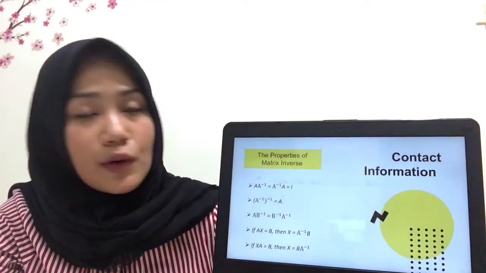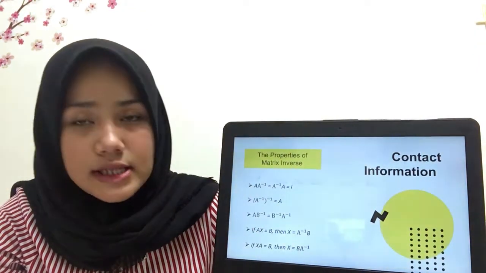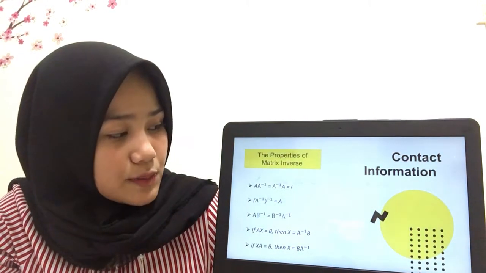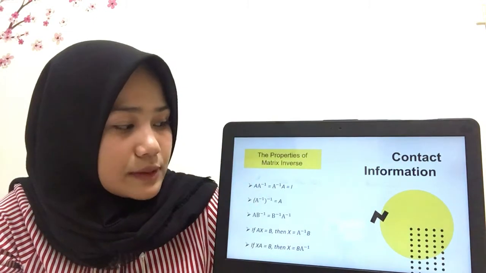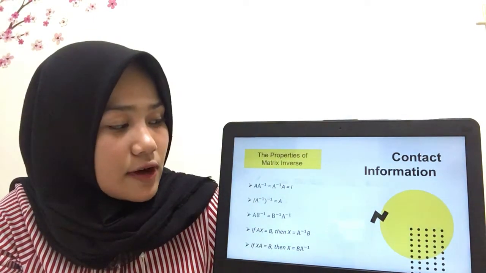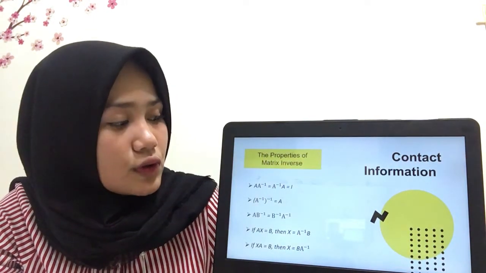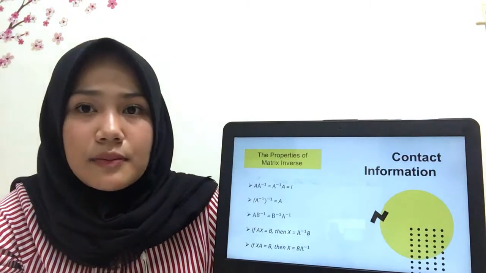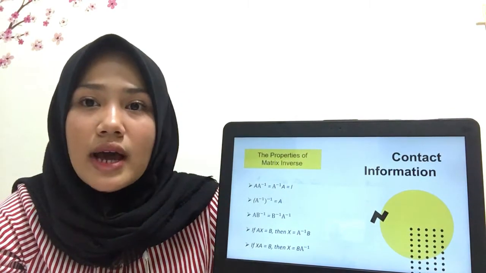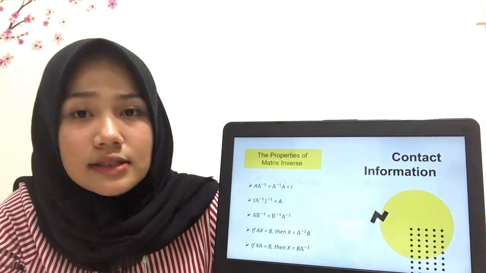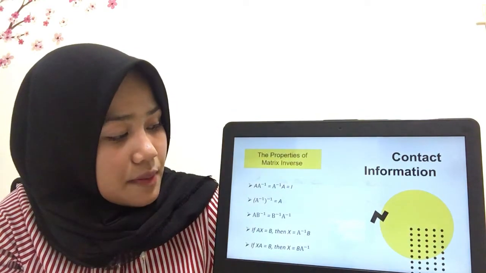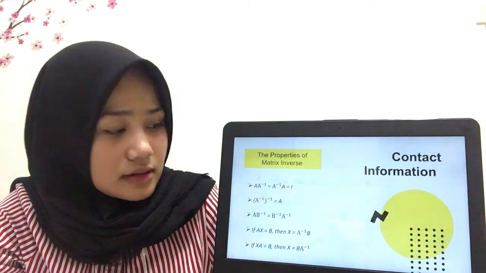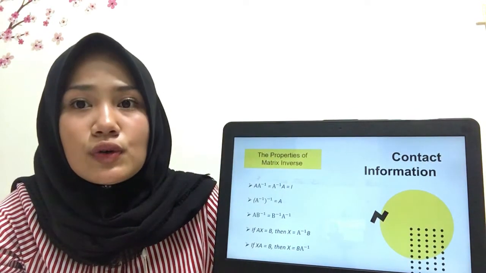And next, the properties of the matrix inverse. There are 5 properties. The first property is matrix A multiplied by the inverse of matrix A is equal to the inverse of matrix A multiplied by matrix A is equal to the identity matrix. And the second property is the inverse of the inverse of matrix A is equal to matrix A.